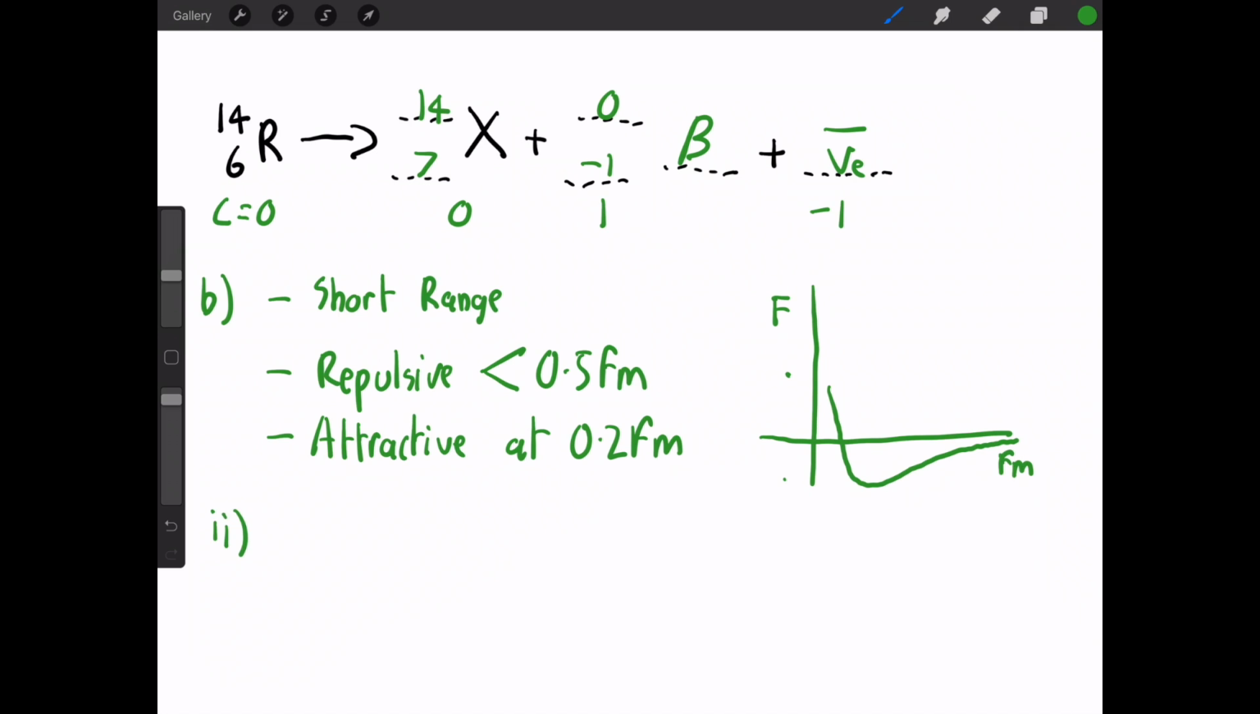Part 2, another significant interaction acts between the protons in the nucleus of an atom. Name this interaction. Well, we've got lots of protons which are positively charged, so the interaction is going to be the electromagnetic. And the next bit wants to name the exchange particle. It is the photon, which carries no charge. And that is 12 marks.